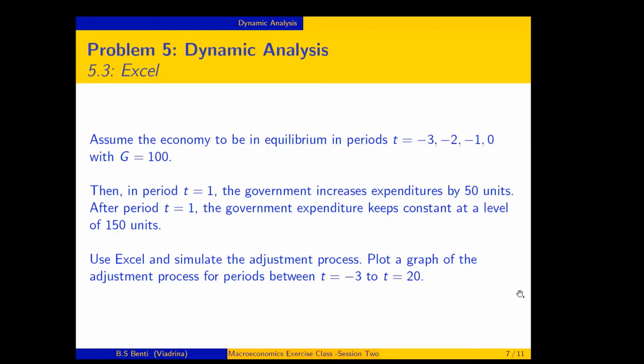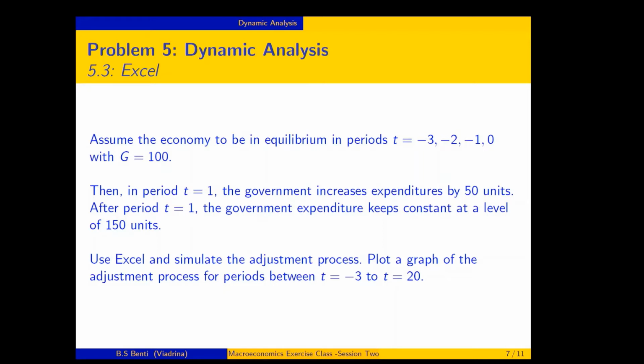The final exercise in this problem 5 is an Excel exercise. Assume the economy to be in equilibrium at periods t = -3, t = -2, t = -1, and t = 0. In these periods, the government expenditure is given to be 100. Then at time period t = 1, the government increased its expenditure by 50 units.